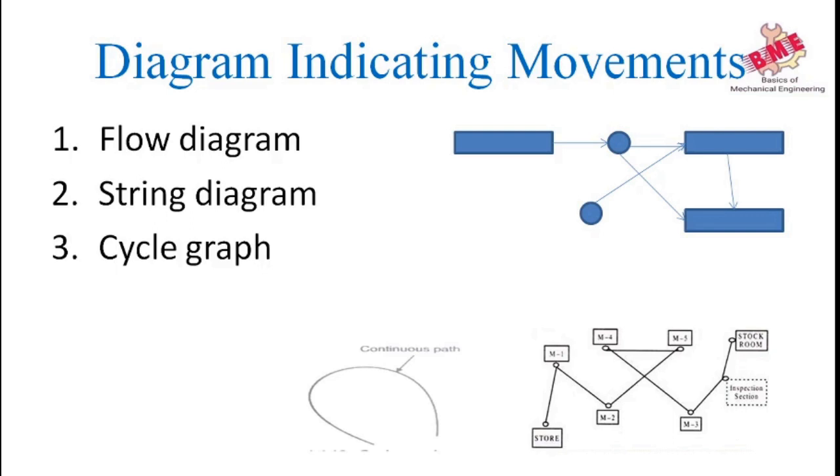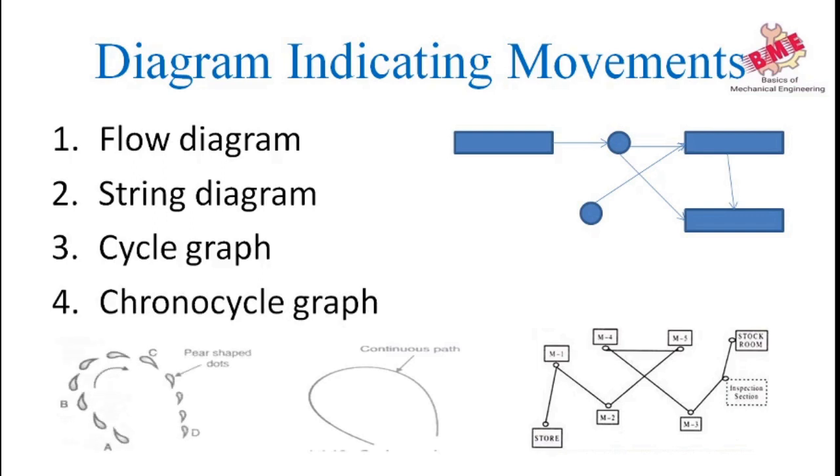After that we will see the chronocycle graph. The chronocycle graph was also introduced by Gilbreth. It is similar to the cycle graph but is a modified version of it. The disadvantage of the cycle graph is that it neither indicates the speed nor the direction of the movement.